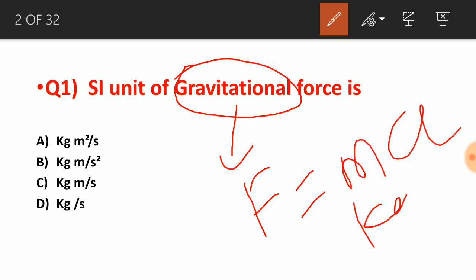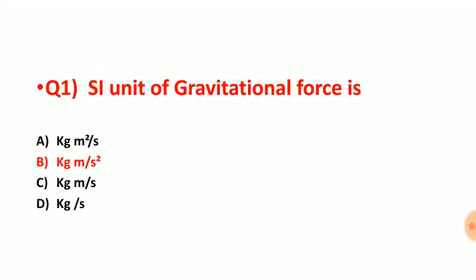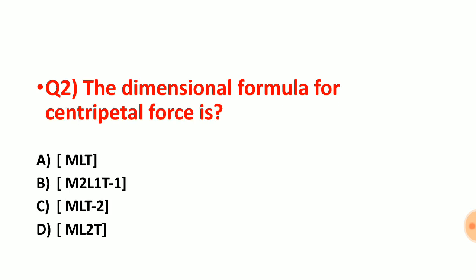The unit of m is kg and the unit of a is meter per second square. So our answer is kg meter per second square. That is in option choice B. So kg meter per second square, option choice B, is the correct answer for question number 1. Now let us see question number 2.